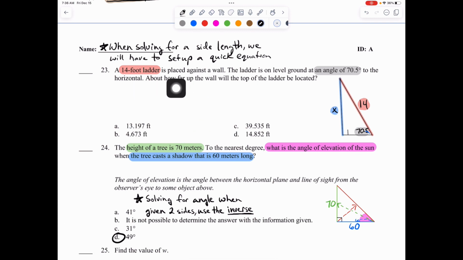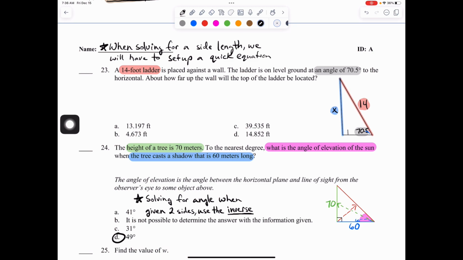So a 14-foot ladder is placed against the wall, so it's leaning up against the wall. The ladder is on level ground at an angle of 70.5, so there's our ladder, it's at an angle of 70.5 to the horizontal, okay? About how far up the wall, so here's our wall, will the top of the ladder be located? So we're looking for the peak right here, so we're just looking for the height, or the side length of x. So you will have to draw this out.